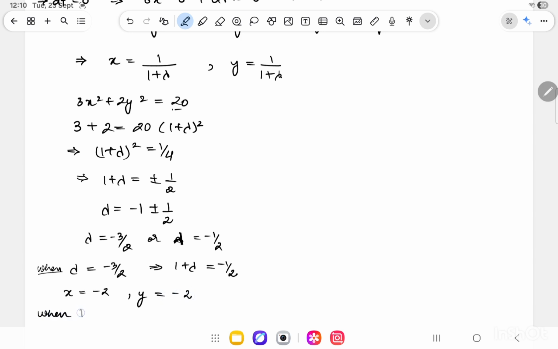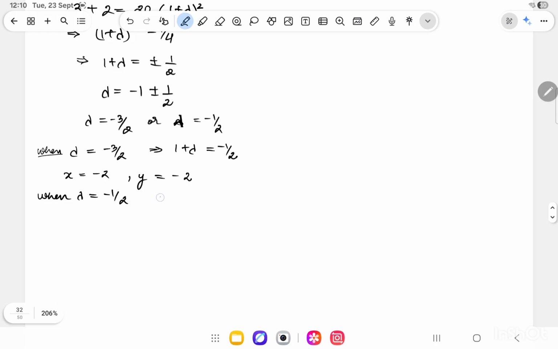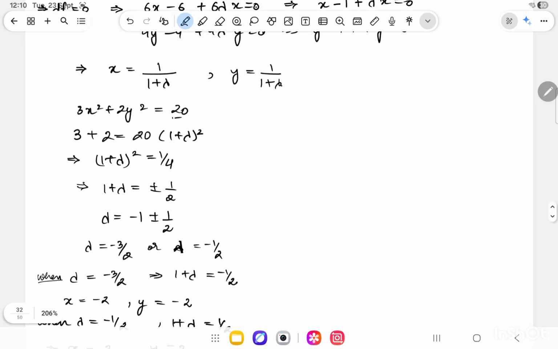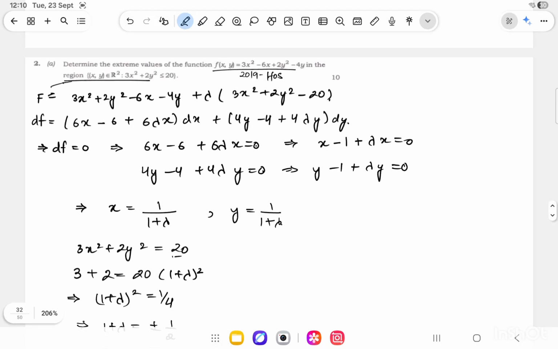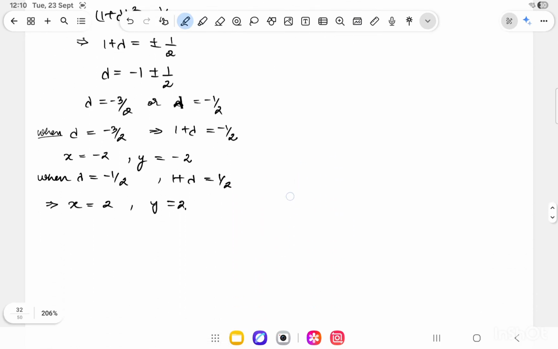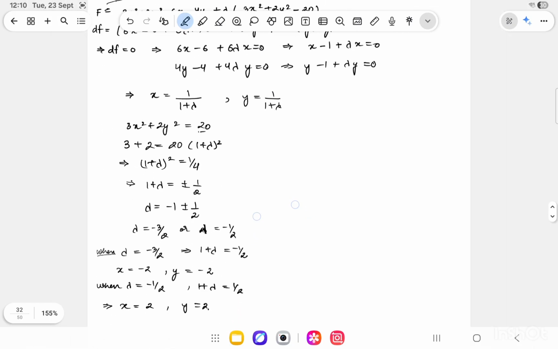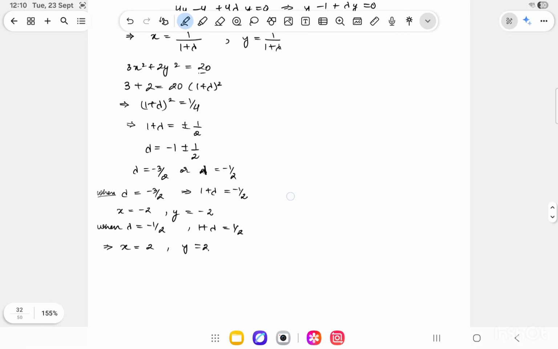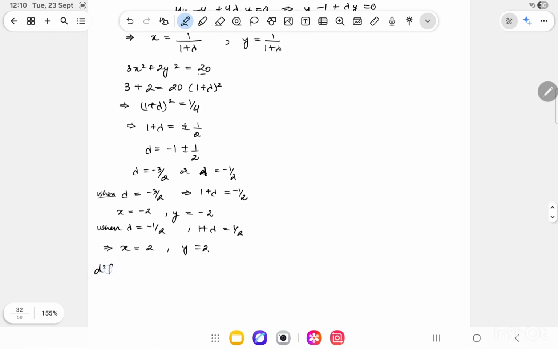Likewise, when my lambda is minus 1 by 2, 1 plus lambda will be 1 by 2 only. So that gives me x as 2 and y as 2. So I got these two values of x and y, and we're supposed to determine the extreme values, like the maximum and minimum values. So for that we need to find out the second order total differential of capital F.